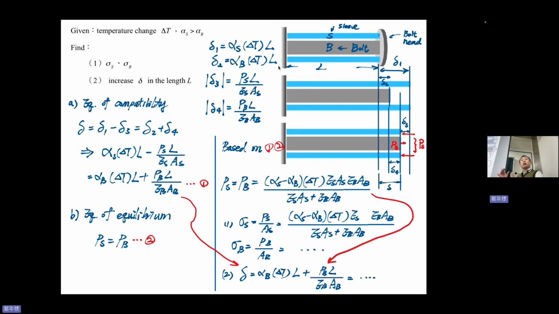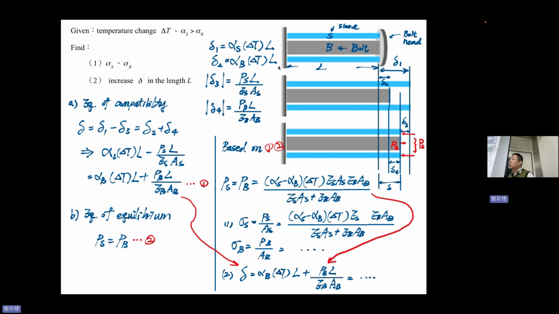Okay, so that's easy. All you need to do is imagine that there's no constraint first, and then you put it back. Putting it back means that the bolt head will give the force on the system. And then the final result needs to satisfy your compatibility. And then you can just write it down.